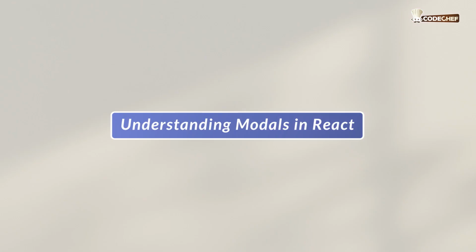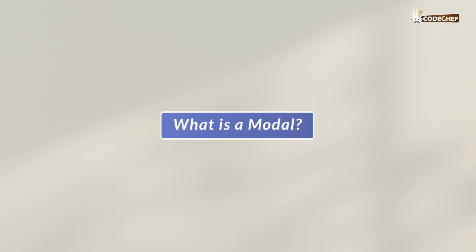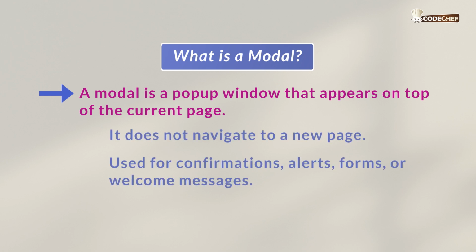So let's begin. In this lesson, we are going to understand what modals are and how they work in React. We'll focus not just on how they look, but how they behave, especially in terms of accessibility, keyboard usage, and real-world application behavior. So what is a modal? A modal is a pop-up window that appears on top of the current screen. It does not take you to a new page. Instead, it temporarily blocks interaction with the background. You usually see modals for confirmations, alerts, forms, or welcome messages. They are commonly also called dialog boxes.